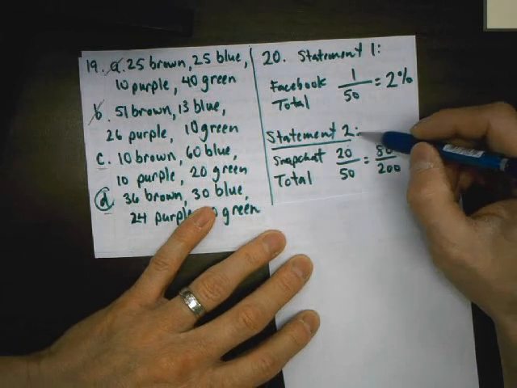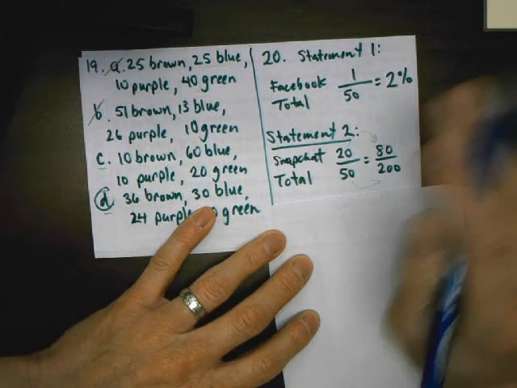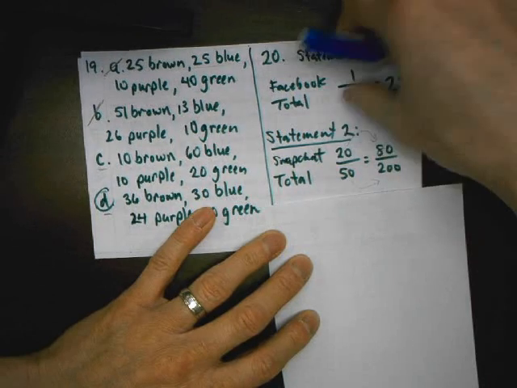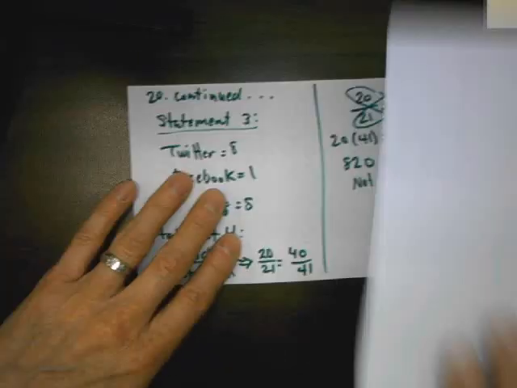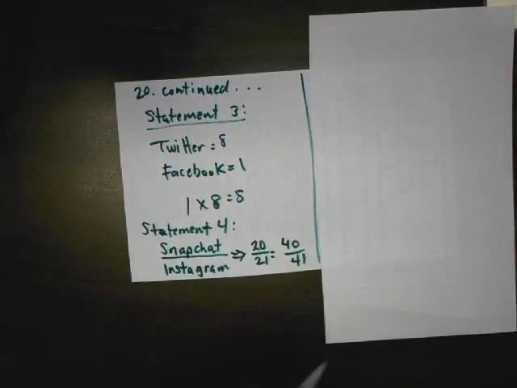Next one. So statement 3 says there are 8 times as many students who prefer Twitter over Facebook. Well, 8 people prefer Twitter. Only 1 prefers Facebook. 1 times 8 is 8, so yeah, that's true.